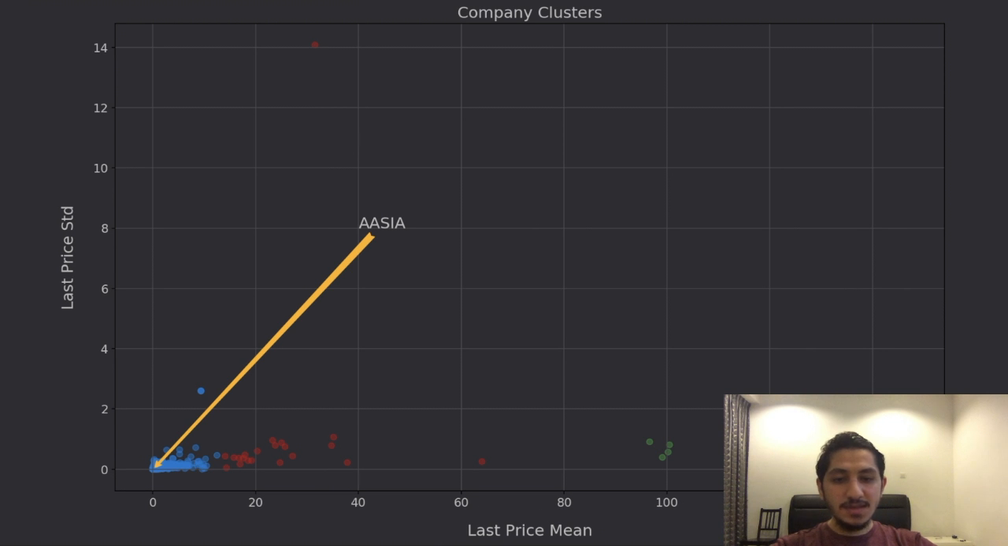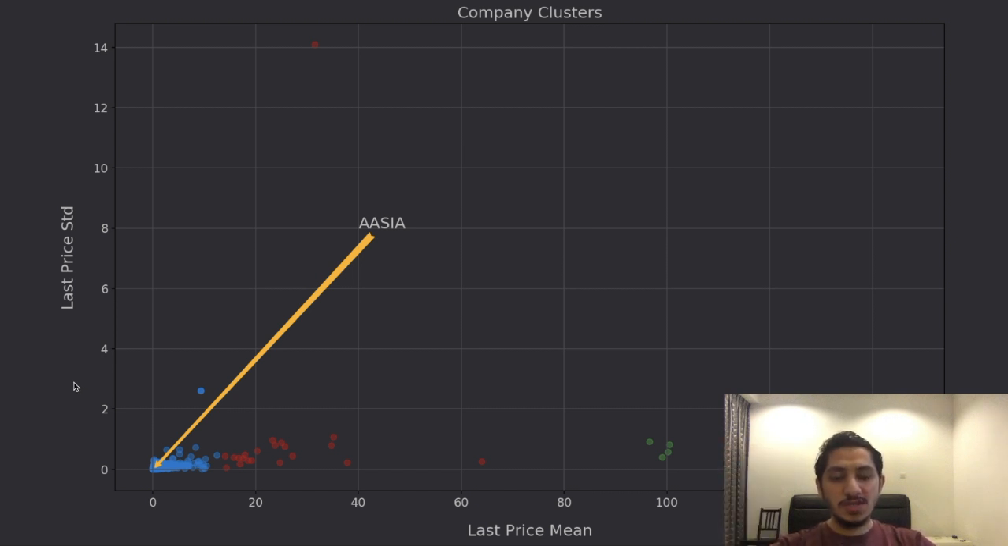On the x-axis is the average last price. On the y-axis is the standard deviation of the last price, and each point represents a company. And the color of the point represents the cluster. We have 3 clusters and 3 colors. So here are the clusters. We can see that they are separated. Like this is one cluster, this is the second cluster, and this is the third cluster. This arrow here points to AirAsia company, just for example.